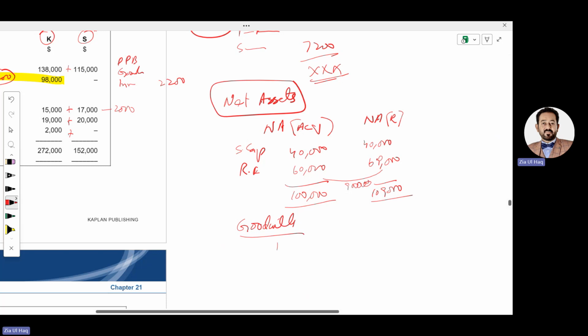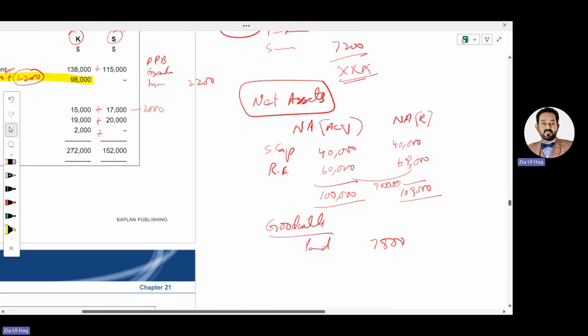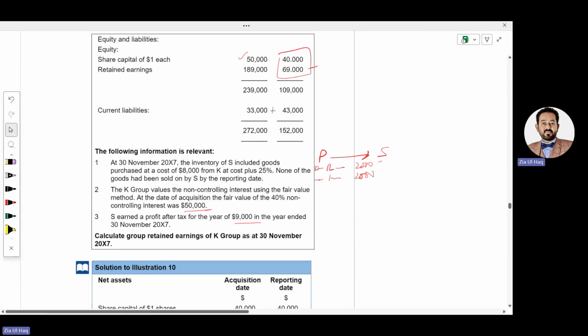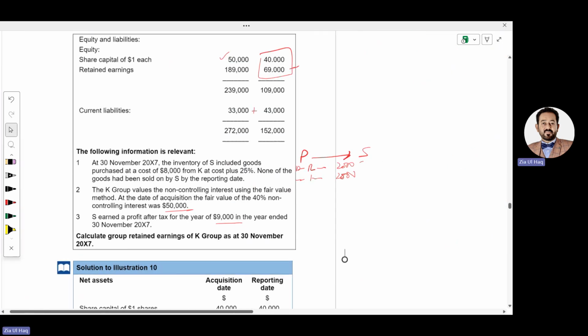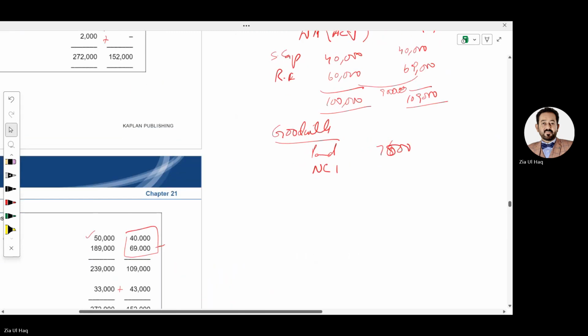So we can calculate goodwill. What is the consideration paid? That was 78,000 or 76,000? 76,000. The non-controlling interest figure is given in the question. How much is that? 50,000. So 76,000 plus 50,000 minus 100,000, the net assets. 76 plus 50 is 126, so 26,000 is the goodwill.